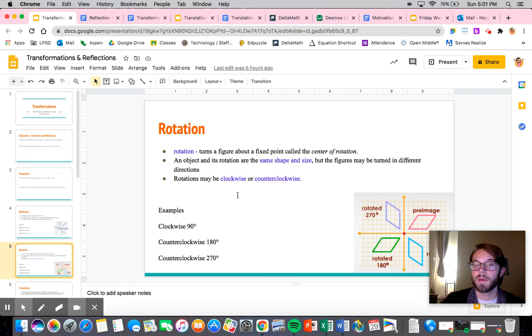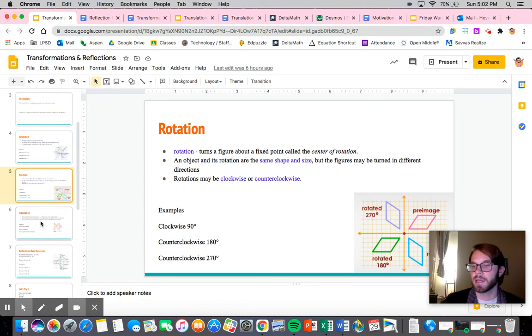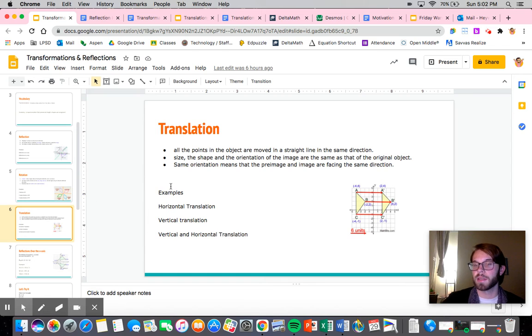Going forward, we're going to be looking at how rotations can be clockwise or counterclockwise, and you're usually doing it in terms of an amount of degrees. So 90, 180, 270. Those are the common ones. All right. And we'll talk more about rotations and translations later, but let's just finish this overview.